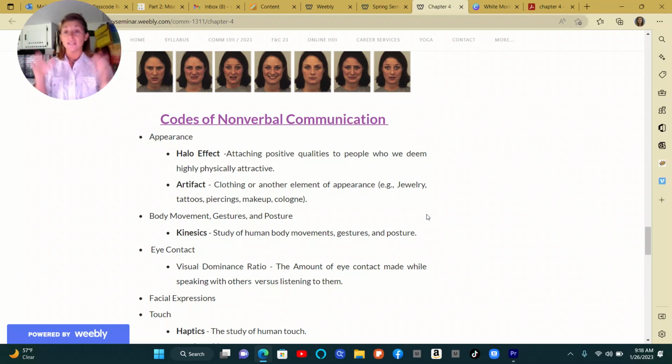There's the halo effect, which is attaching positive qualities to people who we deem highly physically attractive. So we just immediately attach qualities to these people just because we find them attractive. Artifacts are clothing or another element of appearance. Anything like that is an artifact. I love my necklaces. Those are considered artifacts in nonverbal communication. Body movement, gestures, and postures are kinesics, and that's the study of the human body and its movement.